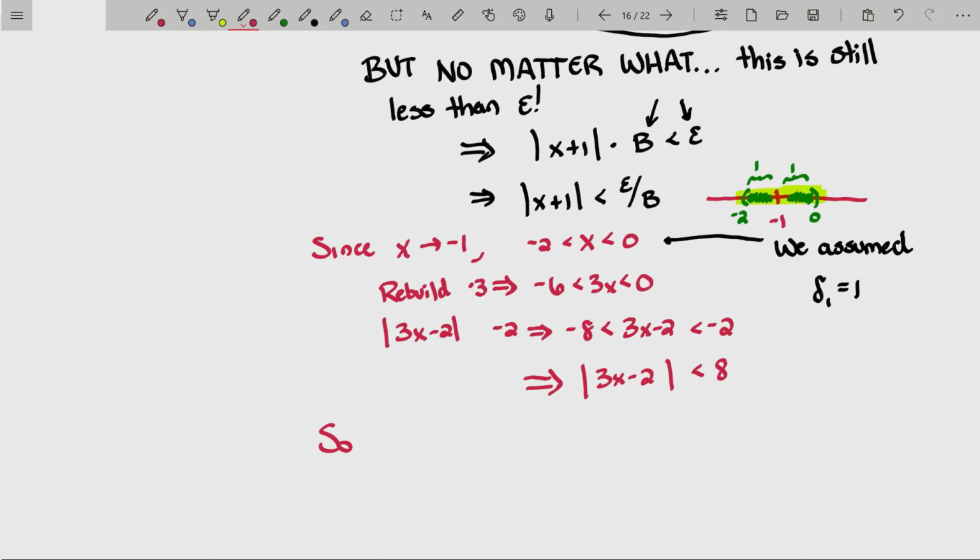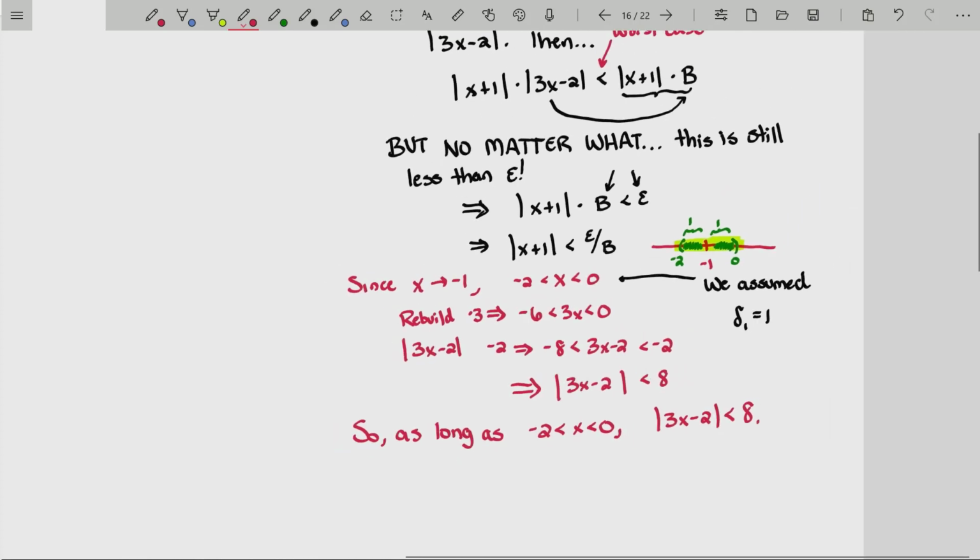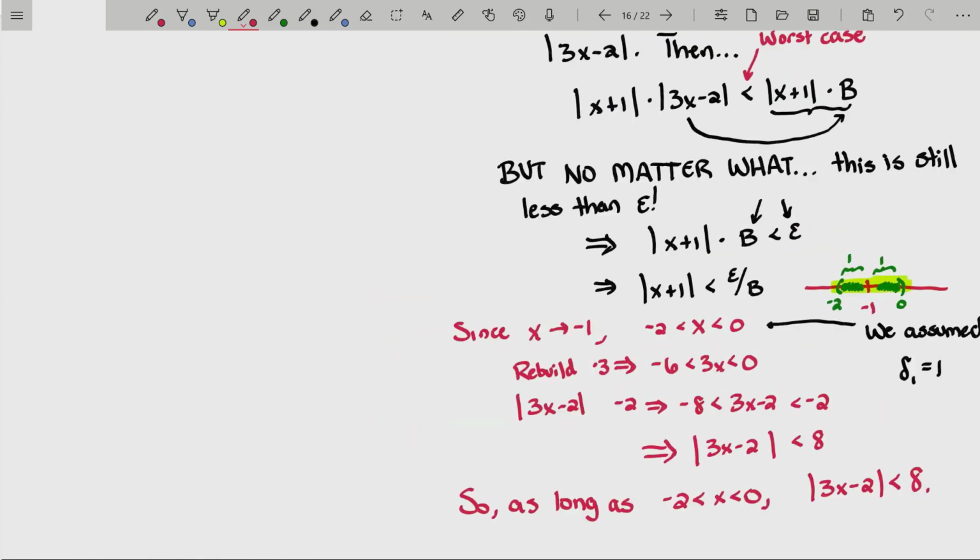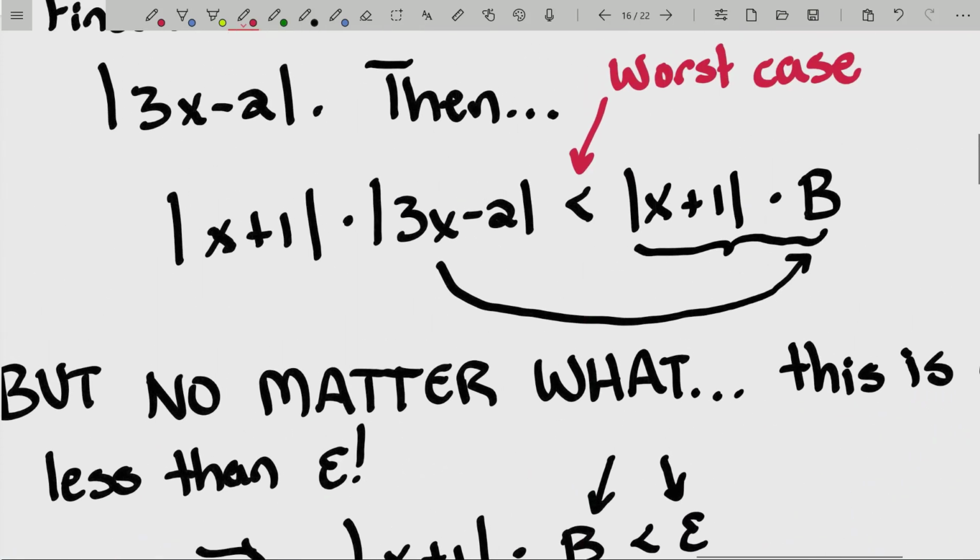Now I'm writing this out in language. This is not what I'm about to write. You would normally not write this in your scratch work, but I want this for your benefit. As long as x is between -2 and 0, well, 3x minus 2 in absolute value is bounded above by 8. We found a bound. Good for us. Pat ourselves on our back. Great, great, great. We found this large value of b.